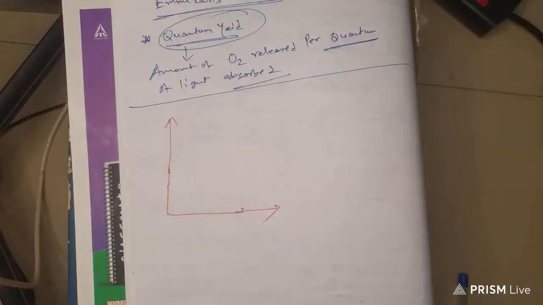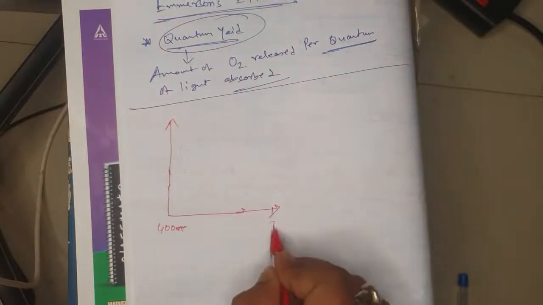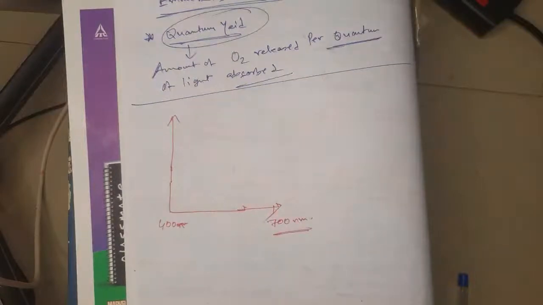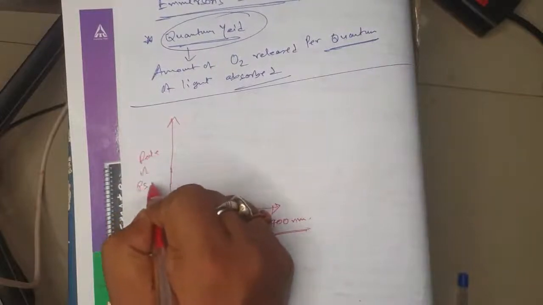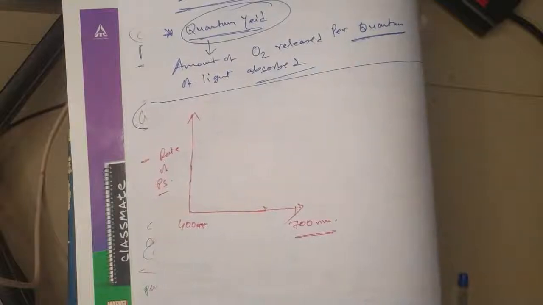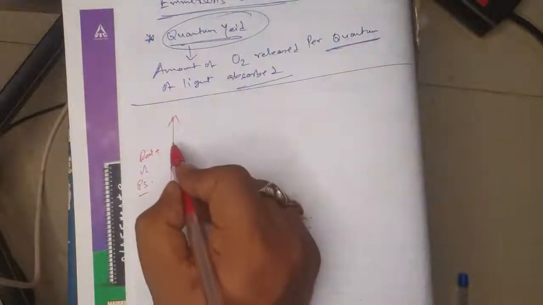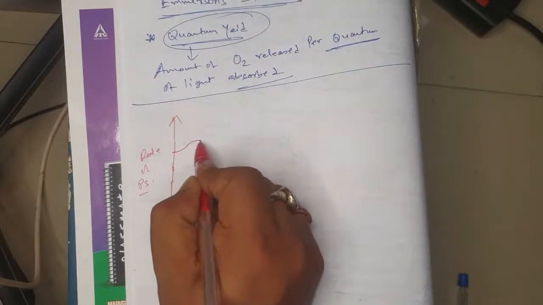Okay, now let me plot 400 nanometer to 700 nanometer here, and let me plot the rate of photosynthesis. Now you will say, sir, we have seen this graph. Obviously you have seen. But when Emerson did it, Emerson observed something.